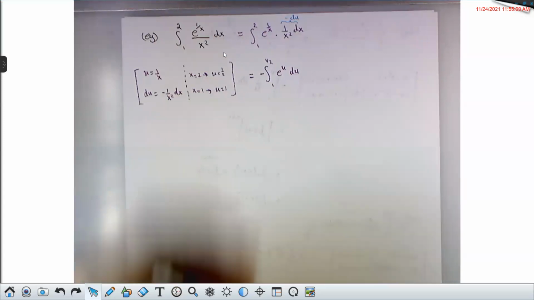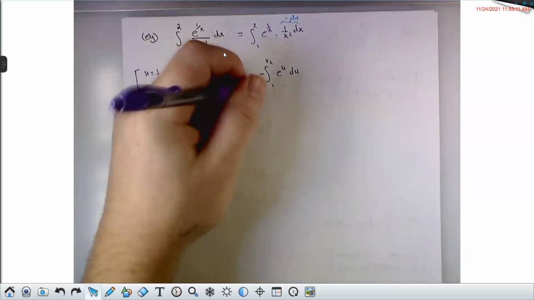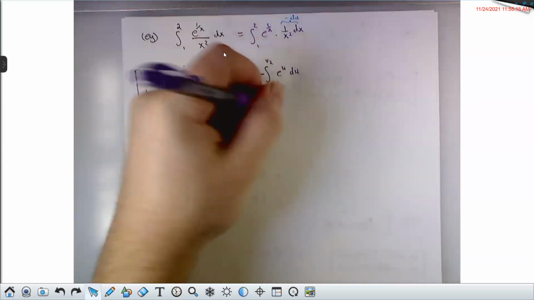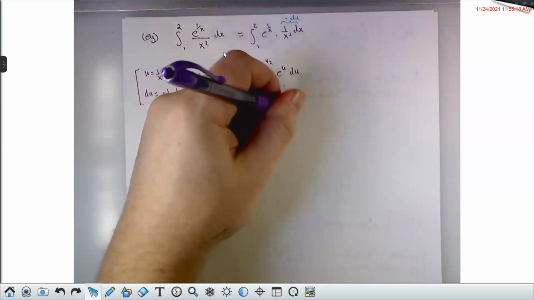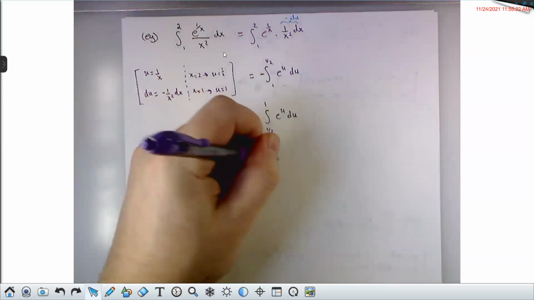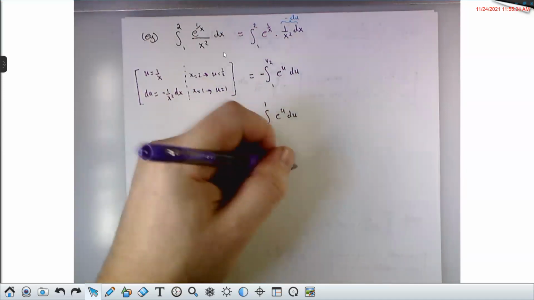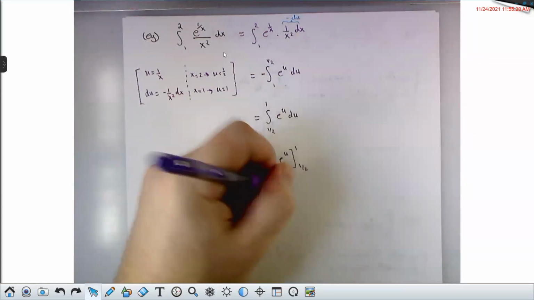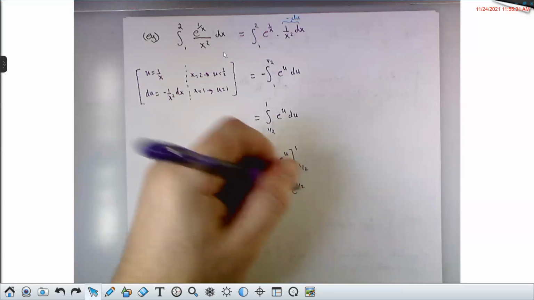And again, this is a place where swapping those bounds, flipping the bounds over and soaking the negative up is nice. Integral 1/2 to 1 e to the u du, which would be e to the u from 1/2 to 1, or e to the 1 minus e to the 1/2.